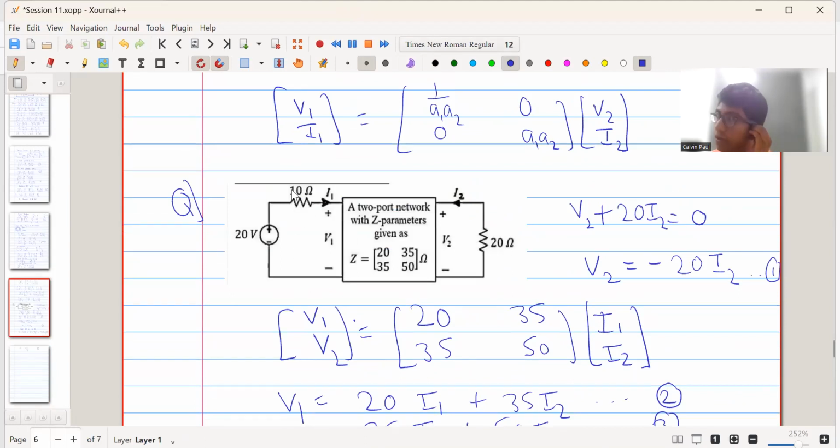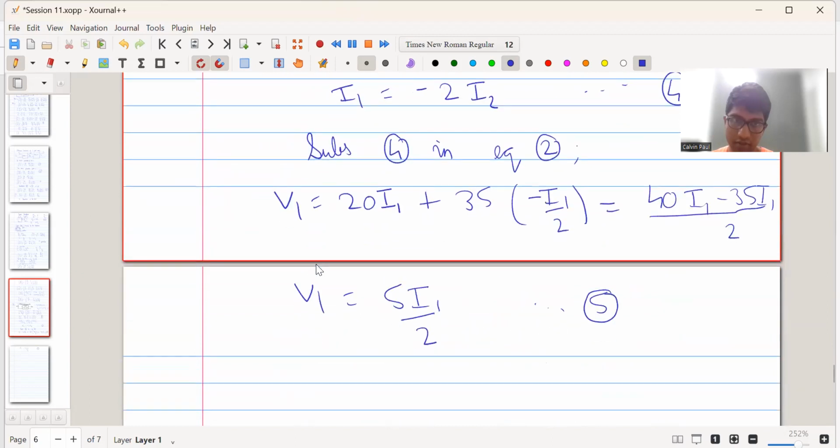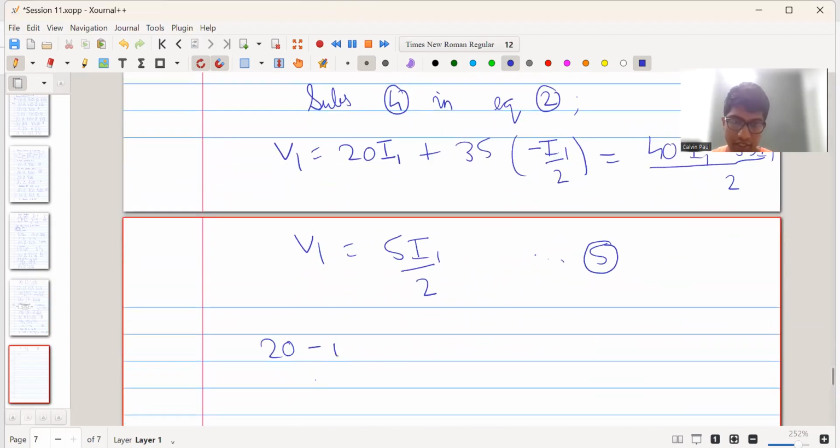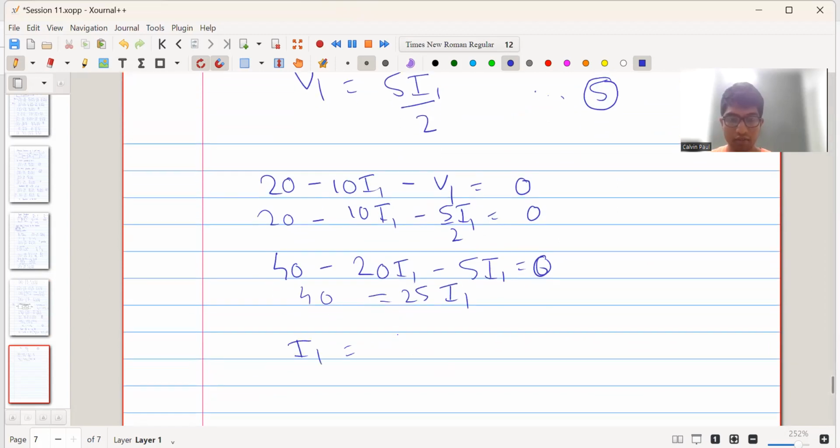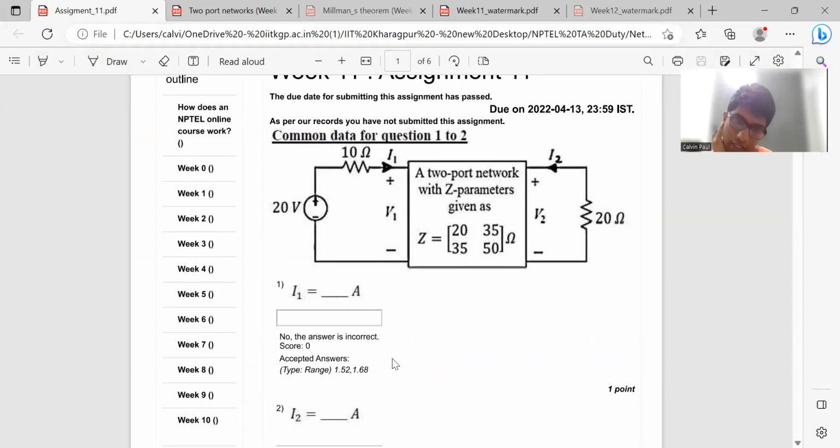Now when we apply KVL to this mesh, we will get 20 minus 10 I1 minus V1 is equal to 0. We substitute the value of V1, we get 20 minus 10 I1 minus 5 by 2 I1 is equal to 0. Or we write it as 40 minus 20 I1 minus 5 I1 is equal to 0. So we get 40 is equal to 25 I1. So I1 is equal to 40 upon 25, that is equal to 8 upon 5, that is equal to 1.6 ampere. Okay, we get I1 is equal to 1.6 ampere, which is in the required range for the answers.